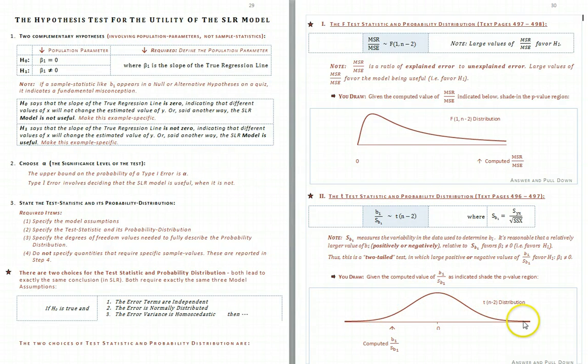This is the graph of a T probability distribution with n minus 2 degrees of freedom. Assume that the computed value of the T statistic comes out to be right here. Think about what we have said and shade in the two-tailed p-value region.